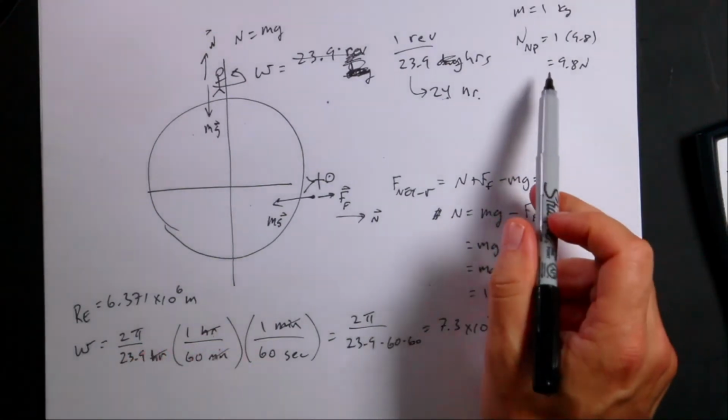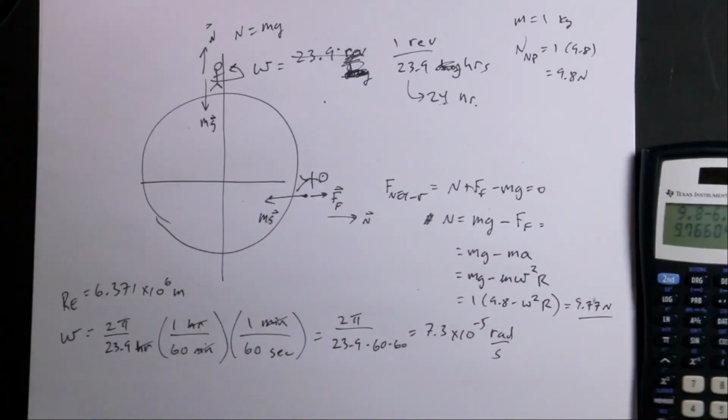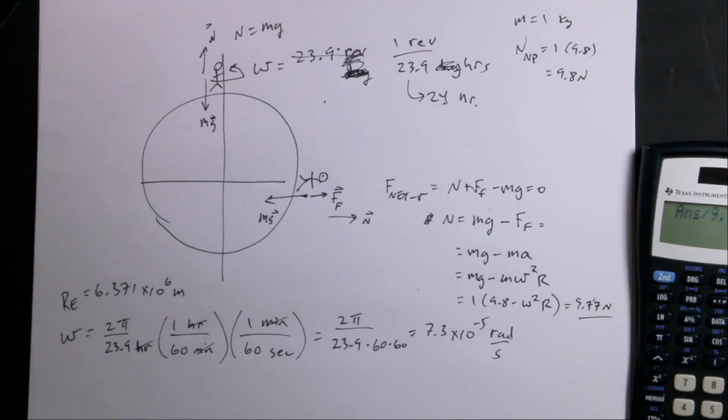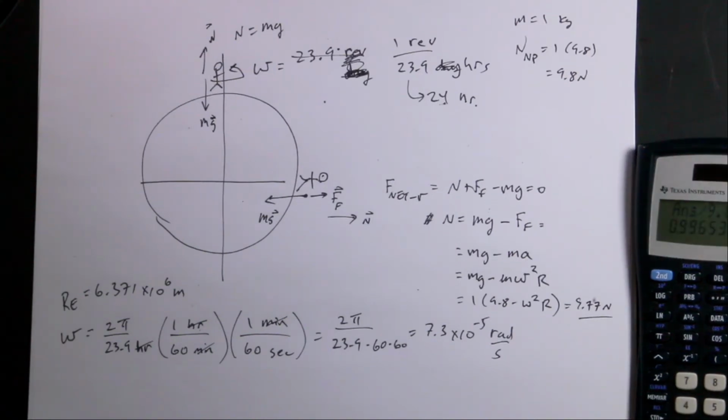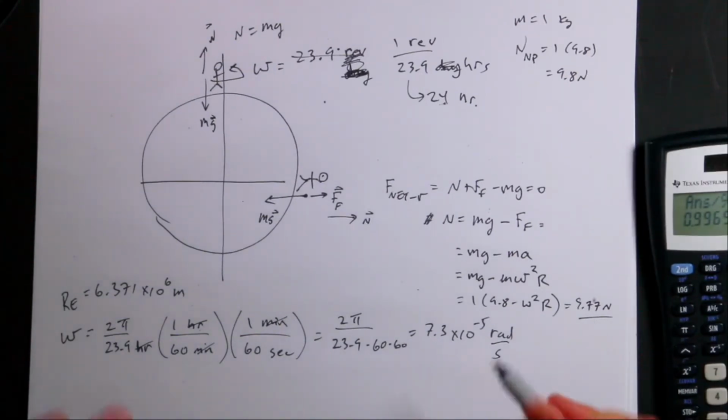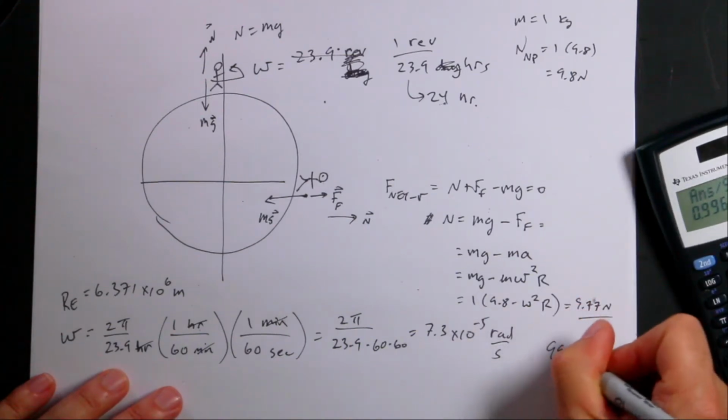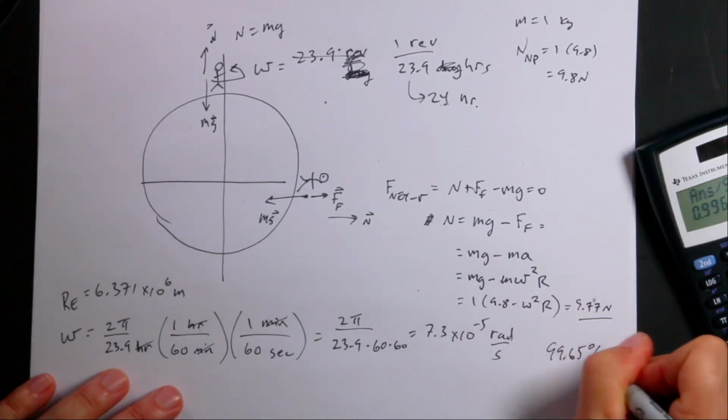So you're just a little bit lower. Let's find out what percent this is. Let's divide that by 9.8. So 99.65%. This is 99.65% of your weight.